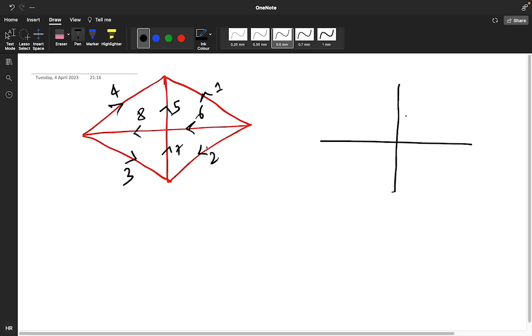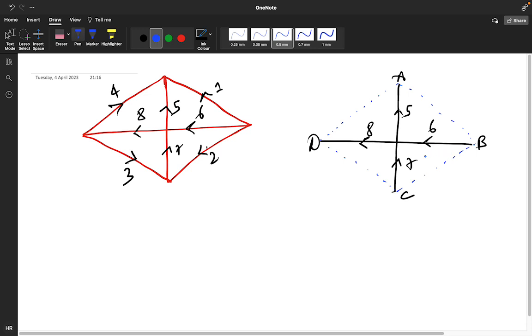Mark the solid line branches: 5, 8, 6 and 7. Mark the nodes also: A, B, C, D. Okay, and draw the dotted lines. That is known as links.